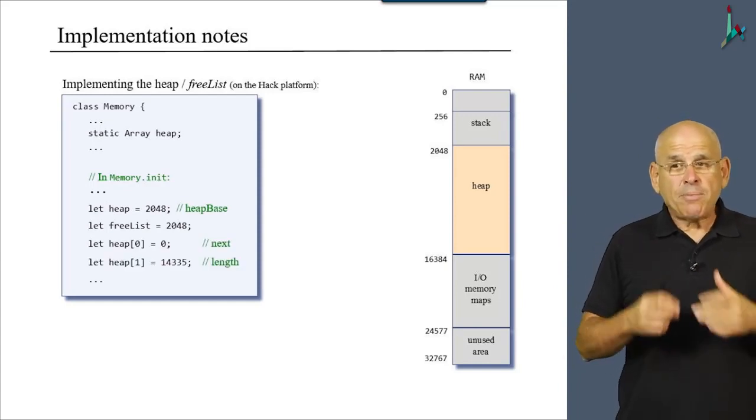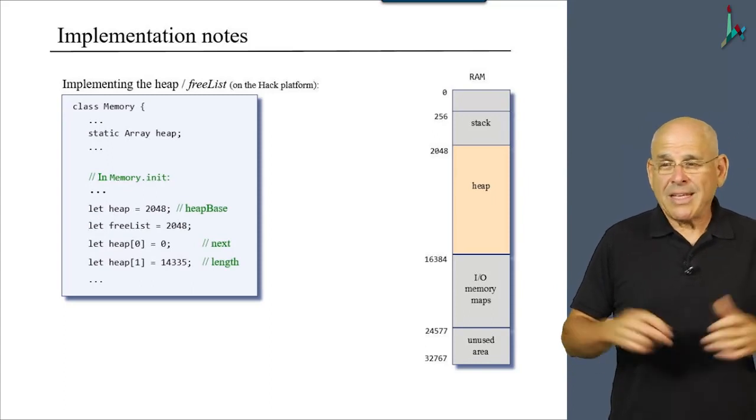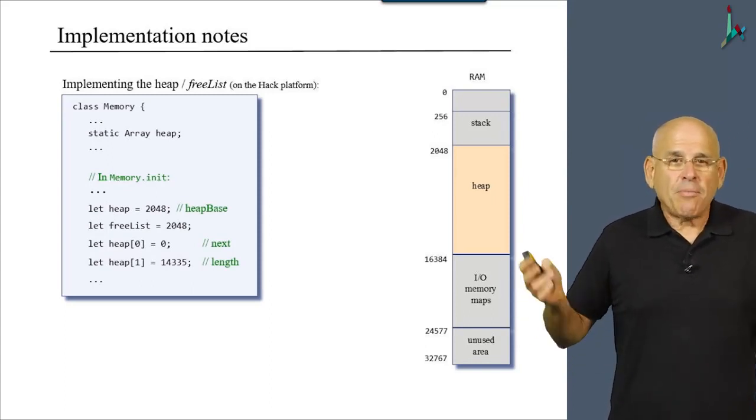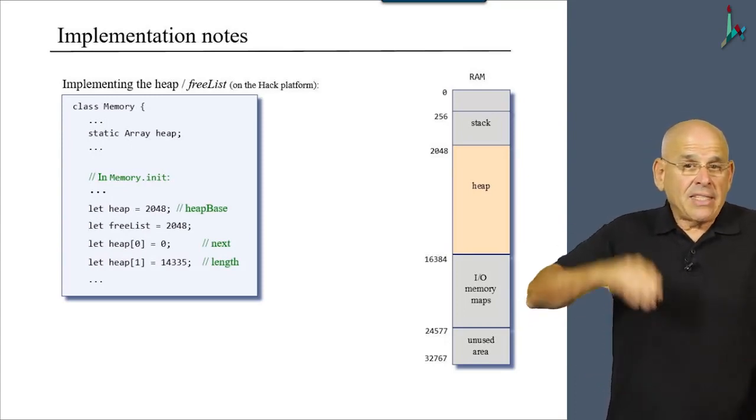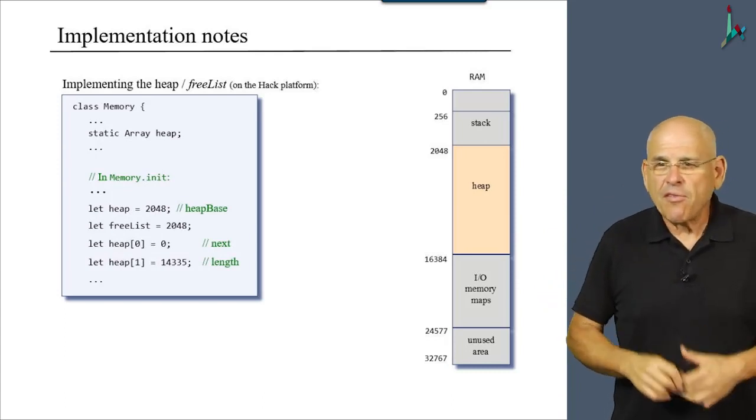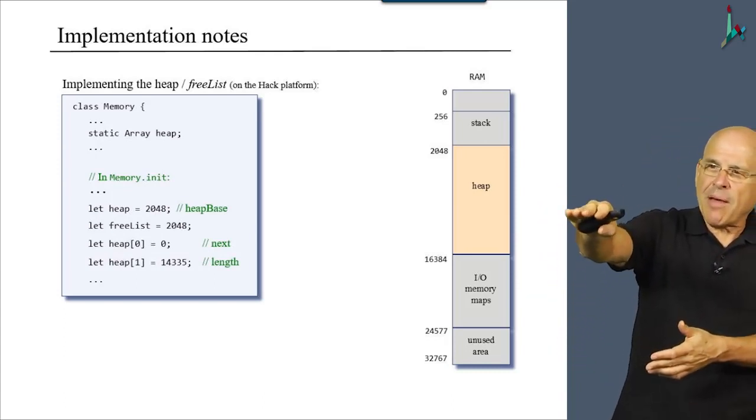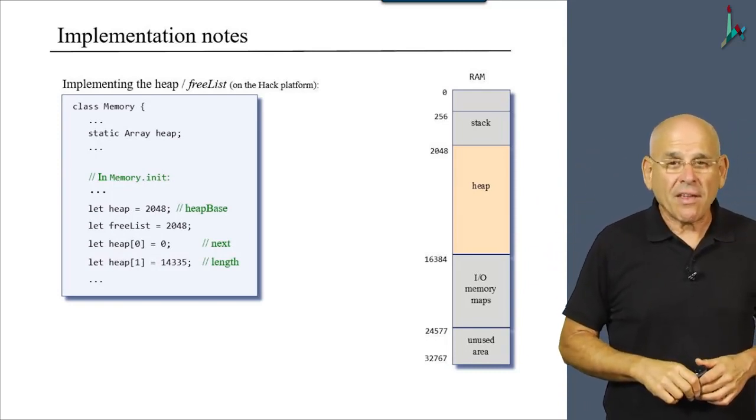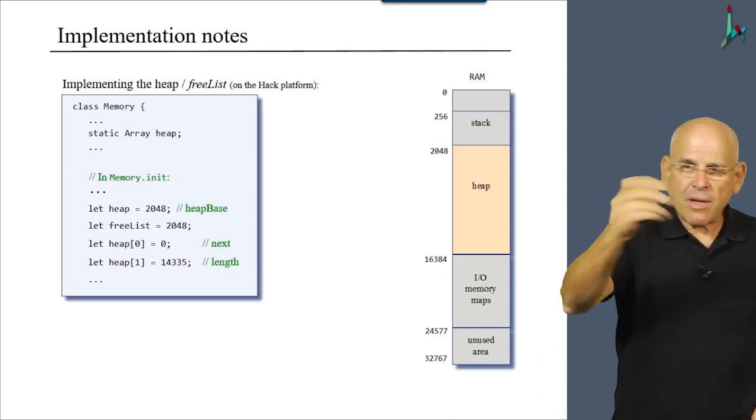We also set heap 0 to 0 because presently, at the beginning, the free list contains one segment only, and the size of this segment is the size of the entire heap, 16,000 and something minus 2,048, which on the Hack computer happens to be this number here.